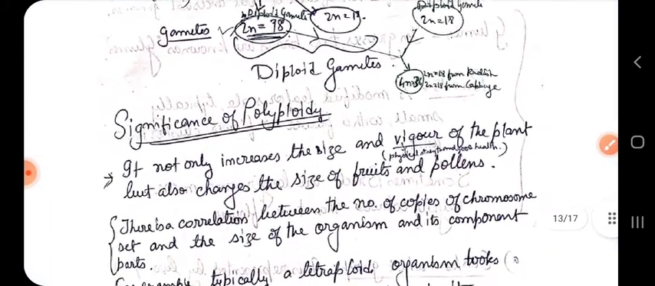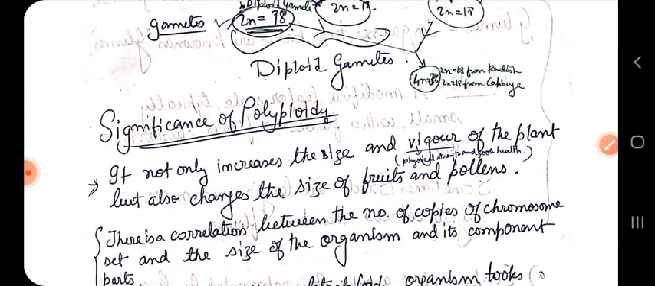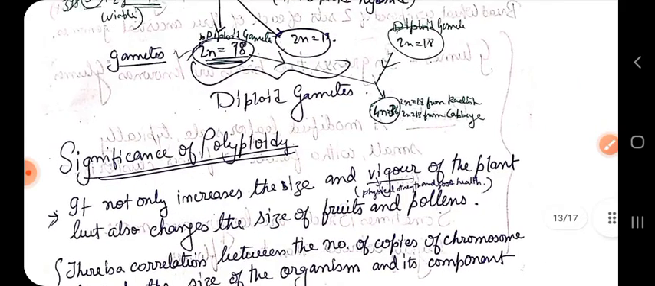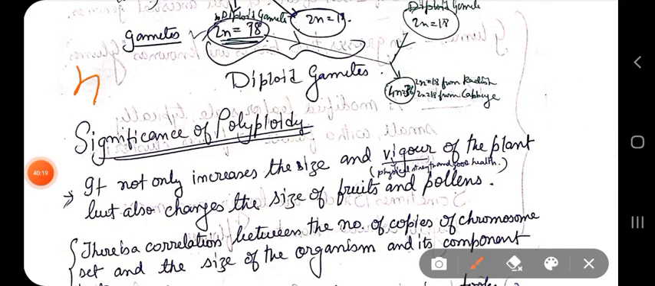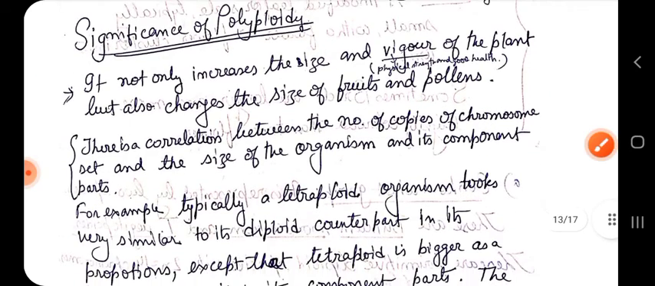Now, what is the significance of polyploidy? Polyploidy not only increases the size and vigor of the plant, but it also changes the size of the fruits and pollen. You must remember, more sets of chromosomes means more increase in height, weight, and size of the fruits and pollen. That's why hybrid plants are being prepared.